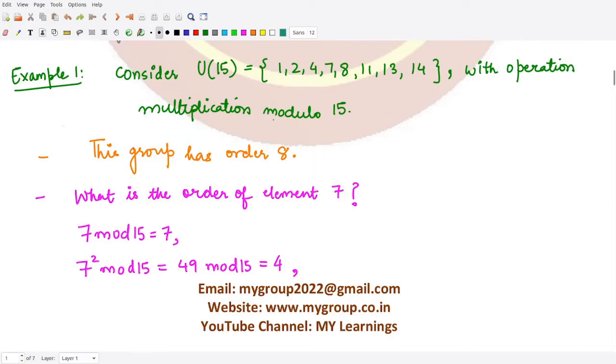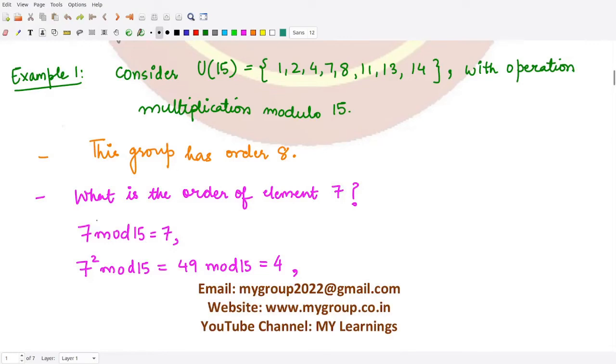Notice that I'm talking about the group order, which is 8. For the order of each of the elements, we have to calculate it separately for each of these 8 elements. Let's compute it first for the element 7. How do we proceed? We have to keep in mind the given operation, which is multiplication modulo 15. So 7 mod 15 is just 7, which is not equal to the identity, and the identity in this case is 1. So this does not provide us with the order.